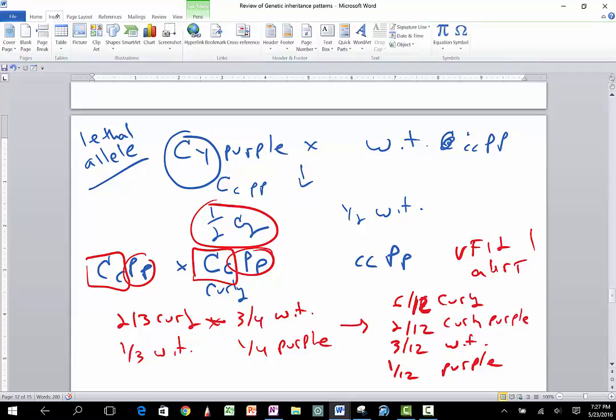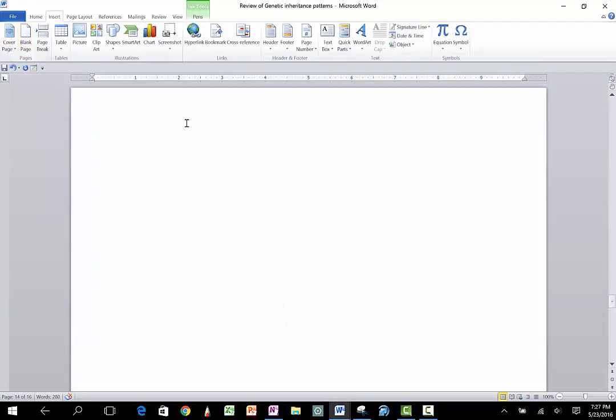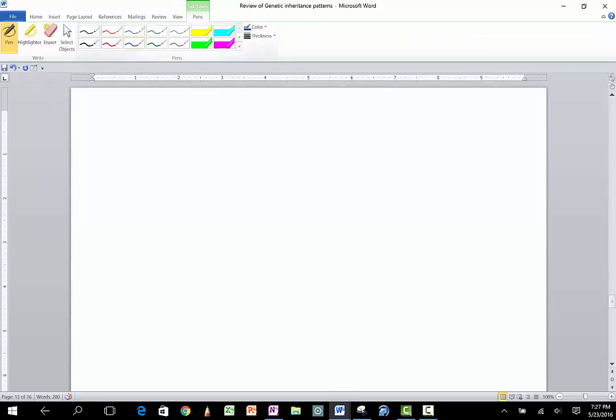Codominance is the same thing as incomplete dominance for the most part. The famous one is blood type. So if we cross AB blood to AB blood, we get 1 to 2 to 1.